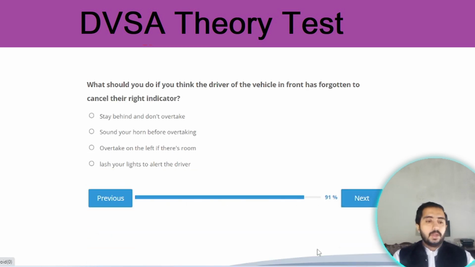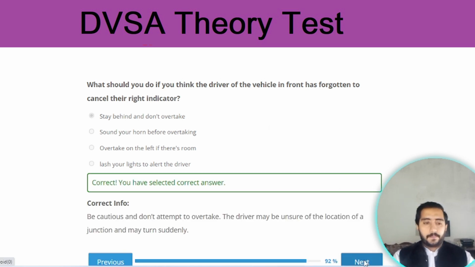Next one. What should you do if you think the driver of the vehicle in front has forgotten to cancel their right indicators? The correct option is stay behind and don't overtake. Option A is the correct one.